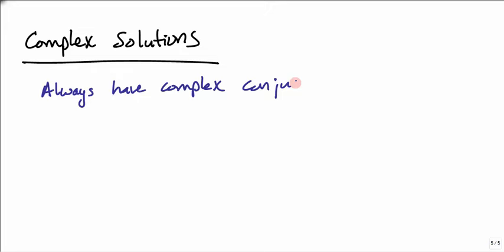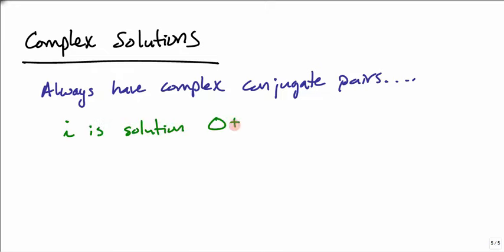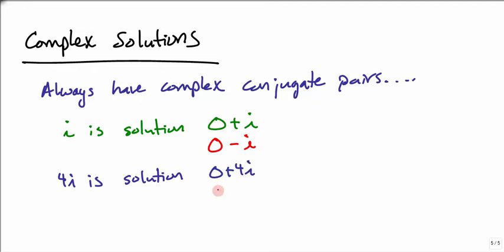So let's go ahead and talk about what that means. If we know, let's say that i is a solution, I could write that as 0 plus i. The conjugate pair to that would be 0 minus i. So let's look at another example. Let's say 4i is a solution. So in standard form that would be 0 plus 4i. That tells me that the conjugate pair is 0 minus 4i. So we have to be careful about how we're working with these. 0 plus i, 0 minus i, these are called our conjugate pairs.